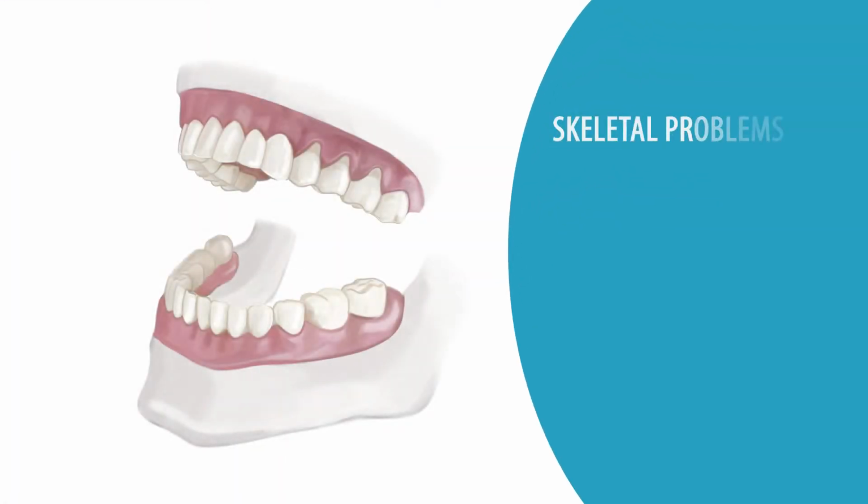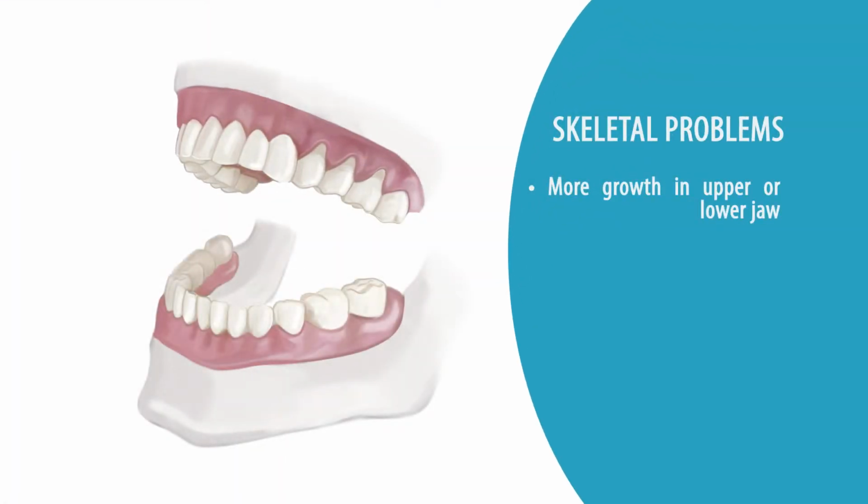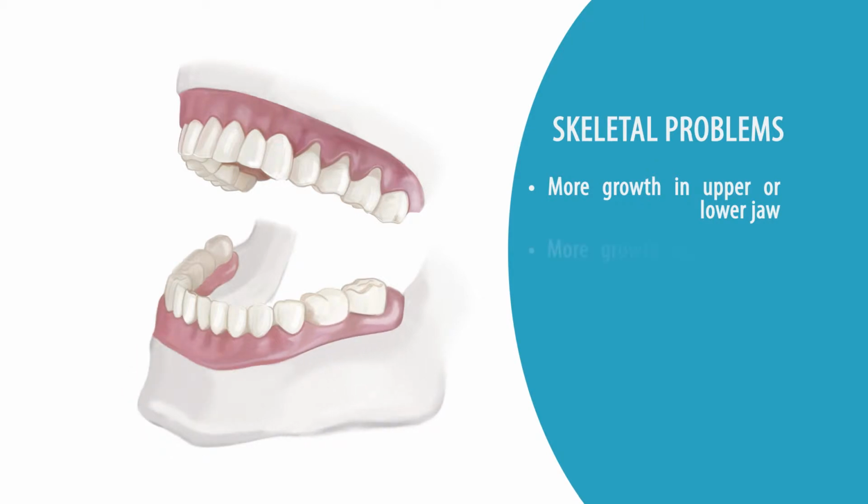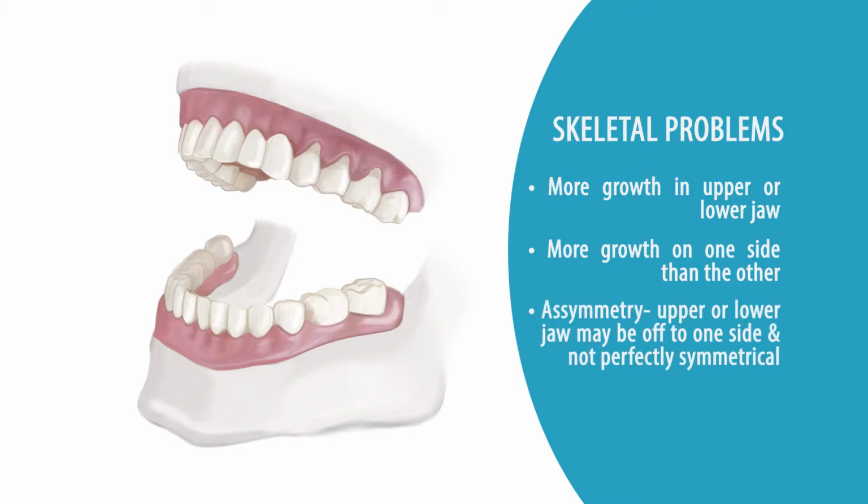When we say a skeletal problem, that could mean many things. You could have more growth in the upper jaw or more growth in the lower jaw, even side to side. Some people have more growth on one side and less growth on the other, which can create asymmetry. Asymmetry means that if you look directly at the face, you would notice that the upper or lower jaw may be off to one side and not perfectly symmetrical.